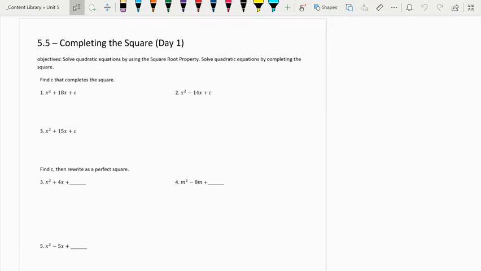We're going to talk about 5.5, completing the square. This is going to be a 2-day thing. Today is going to be the foundation. Tomorrow we add an extra component to it. So we really need to make sure that we are getting this foundation right now.